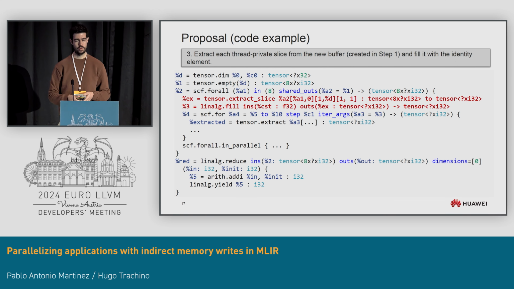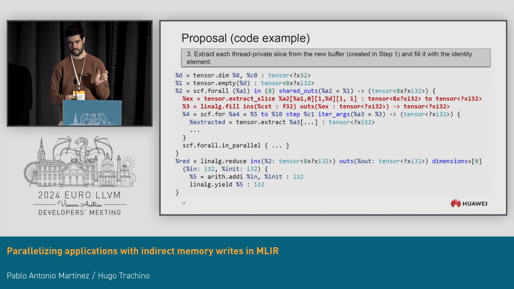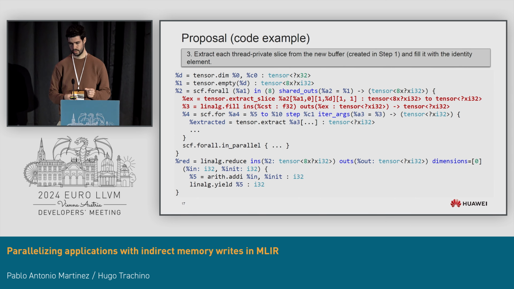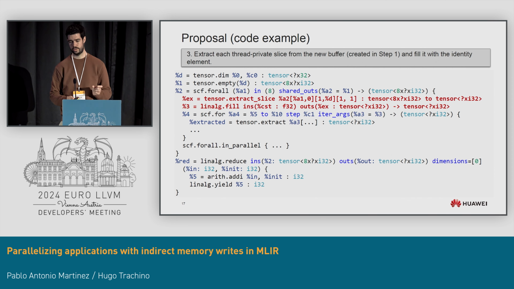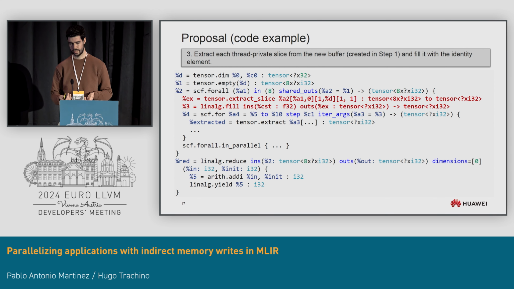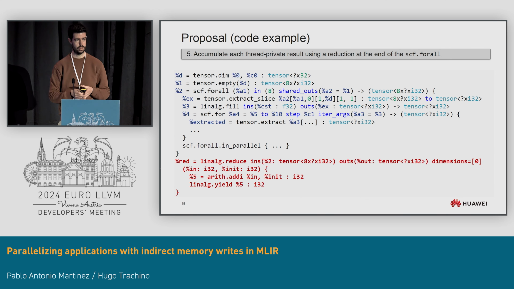So inside the SCF forall, we need to access the index of each private buffer, like the private data of each buffer, with the index using the SCF forall. And then once we have the position where each thread is going to be writing, then we need to fill that buffer with the neutral element, which is usually a 0. And then next, we need to insert the SCF for inside. And basically here we will be using the private buffers that we just created. And then at the end, we need to reduce all the partial results into one single result.